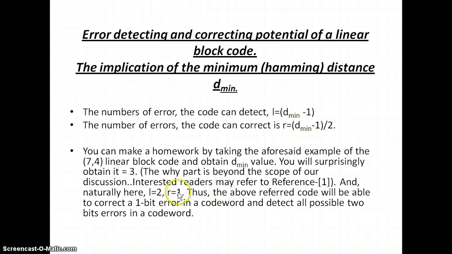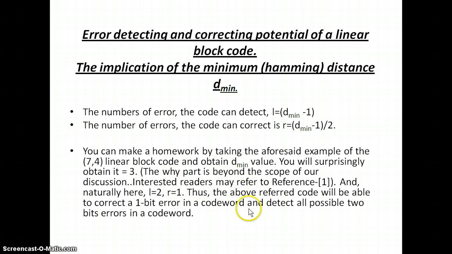Fine. Now in this case, with the value of d equals 3, you get naturally the value of L, that is the error bits that it can detect in a code word, equals 2, and the number of error bits it can correct equals R equals 1. So this linear block code, the 7/4 block code, will now have an error detection potential of 2 errors in the code word and error correction potential of 1 error in the code word.